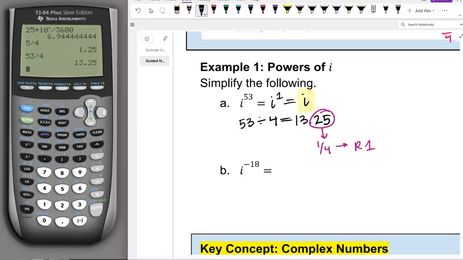We know that's equal to the square root of negative 1, but we're not going to write square root of negative 1. We're just going to write i. The next one is an example with a negative power. So we have i to the negative 18.